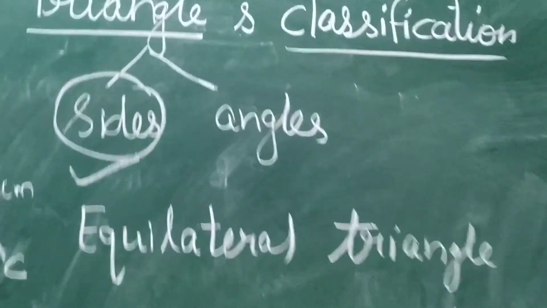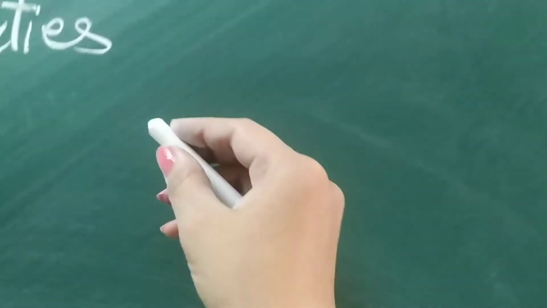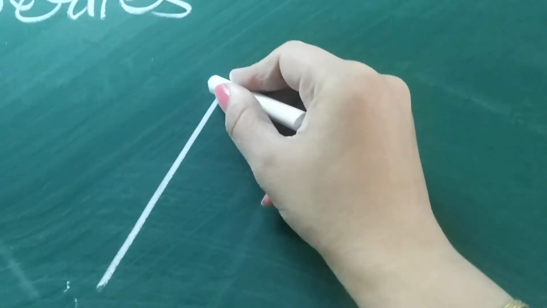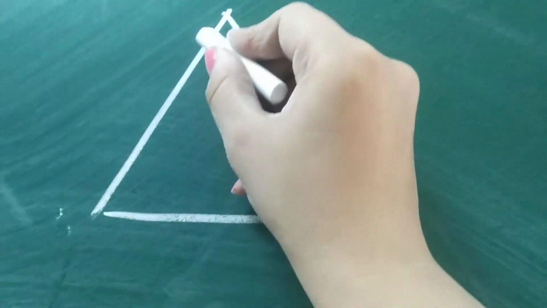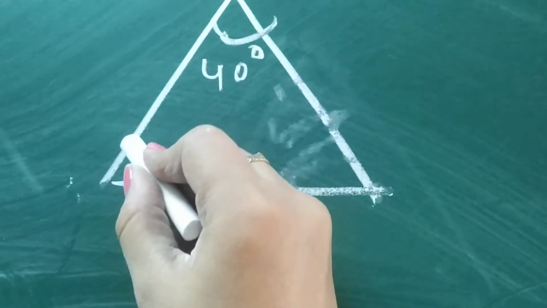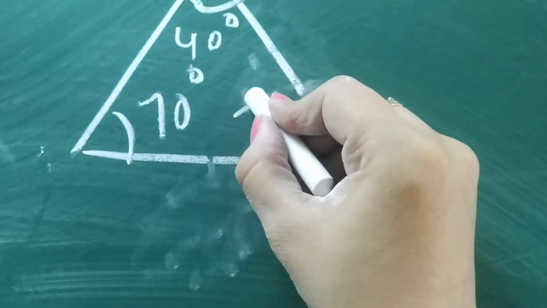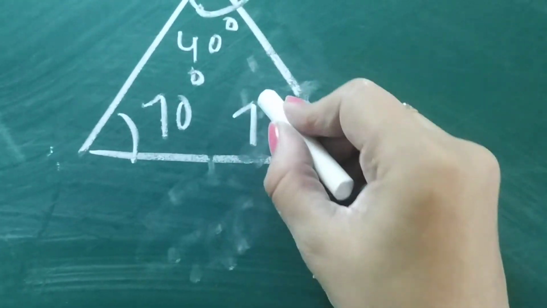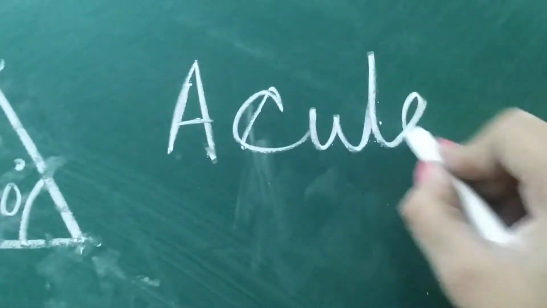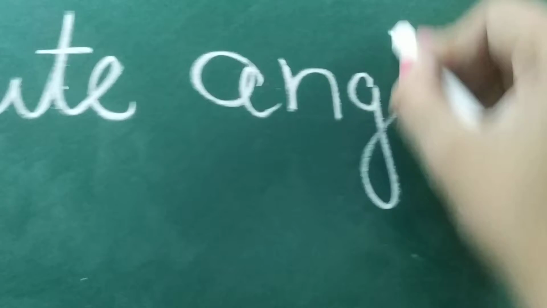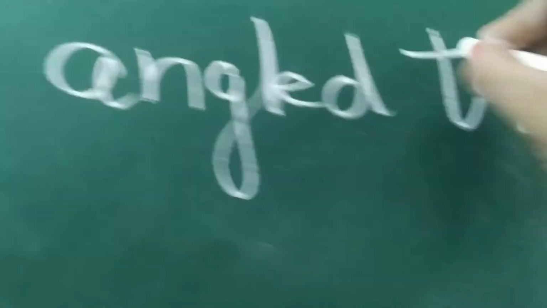Now we will talk about the angles of a triangle. So if I talk about the angles of a triangle, here is one triangle like this. Suppose this is 40 degree, this is 70 degree, again 70 degree. So this is called an acute angle triangle. Beta, acute angle triangle is a triangle when all three angles of a triangle are less than 90 degree.